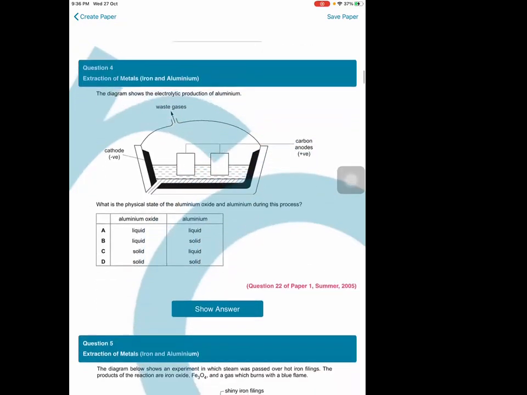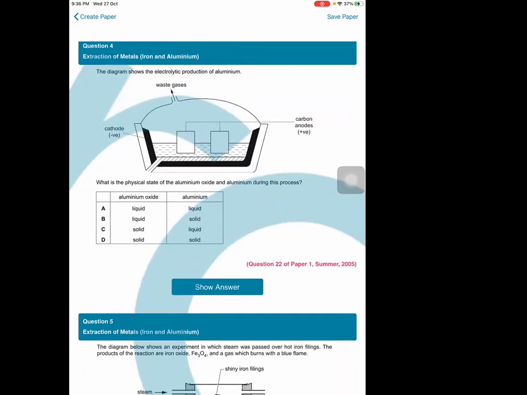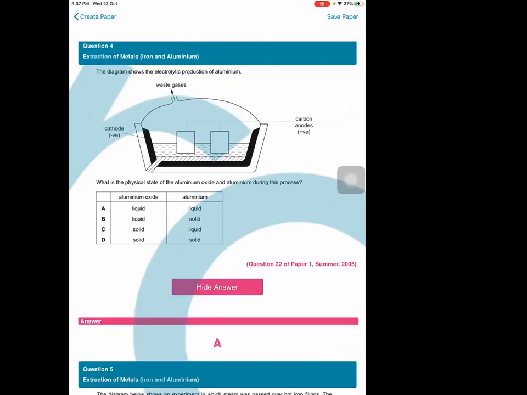Okay. Can you answer, Hamza? Sir, aluminum oxide is solid, and the aluminum will be liquid. Both are liquid, beta. Why would aluminum oxide be a solid? We know that solid ionic compounds cannot conduct electricity. It should be liquid or molten, right? Yes, sir, both are liquid. So the right answer is A.